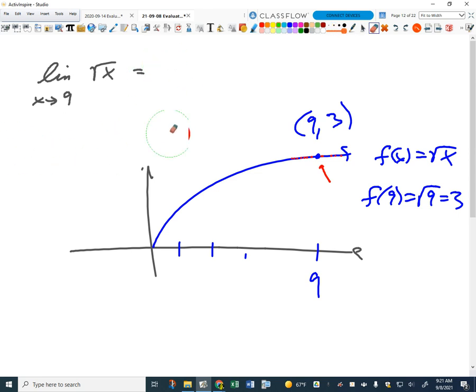Let's just look at this example for a second here, right? Okay, so what's the answer? We don't even need a graph. And this is really simple. Now you're probably thinking, well, we get this, but what's the answer to that? What's the limit of the square root of x as x approaches 9? The answer is 3. How come?